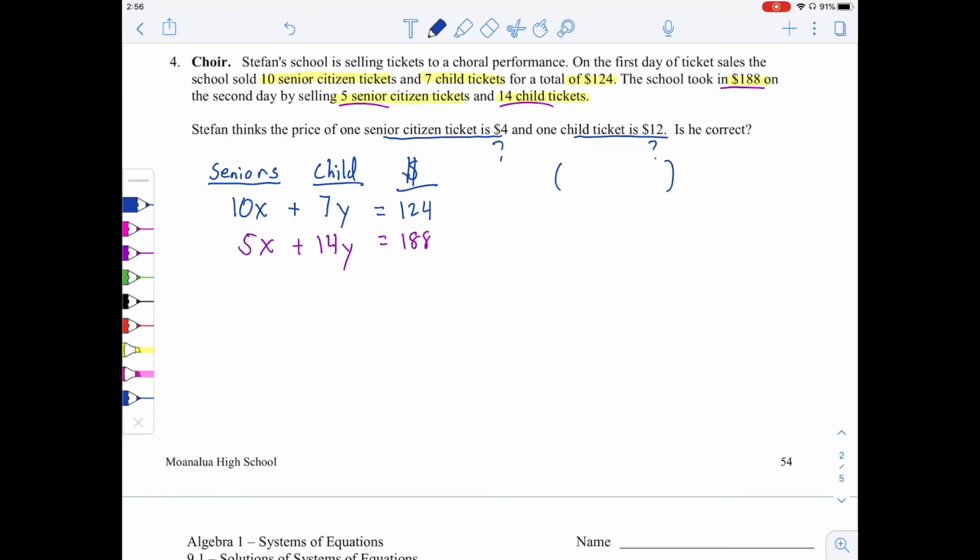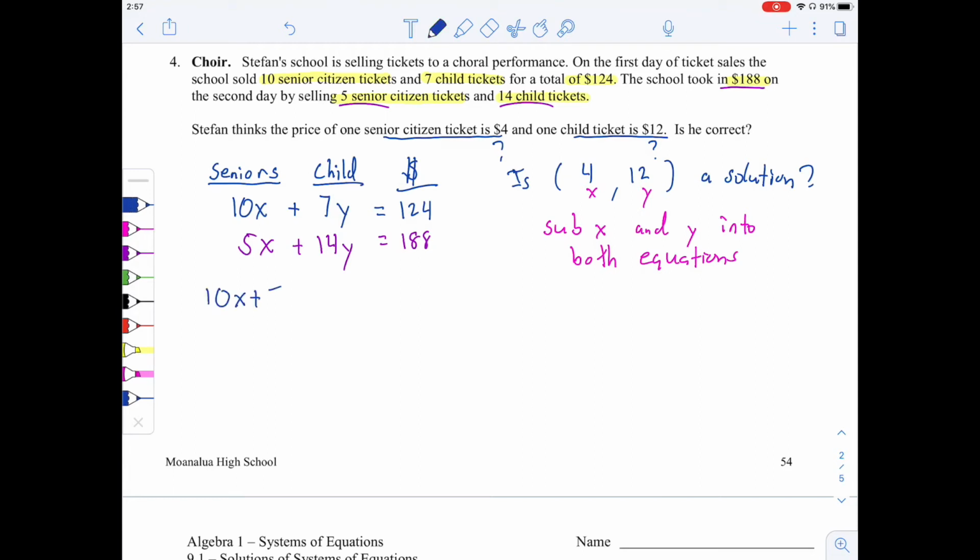So what they're saying is your x is 4 and y is 12. Is that a solution? That's what it's asking you. So is (4, 12) a solution? And that's what you try to answer. So you just substitute x and y into both equations. Here's your x, here's your y, and let's see if it comes out to be true.